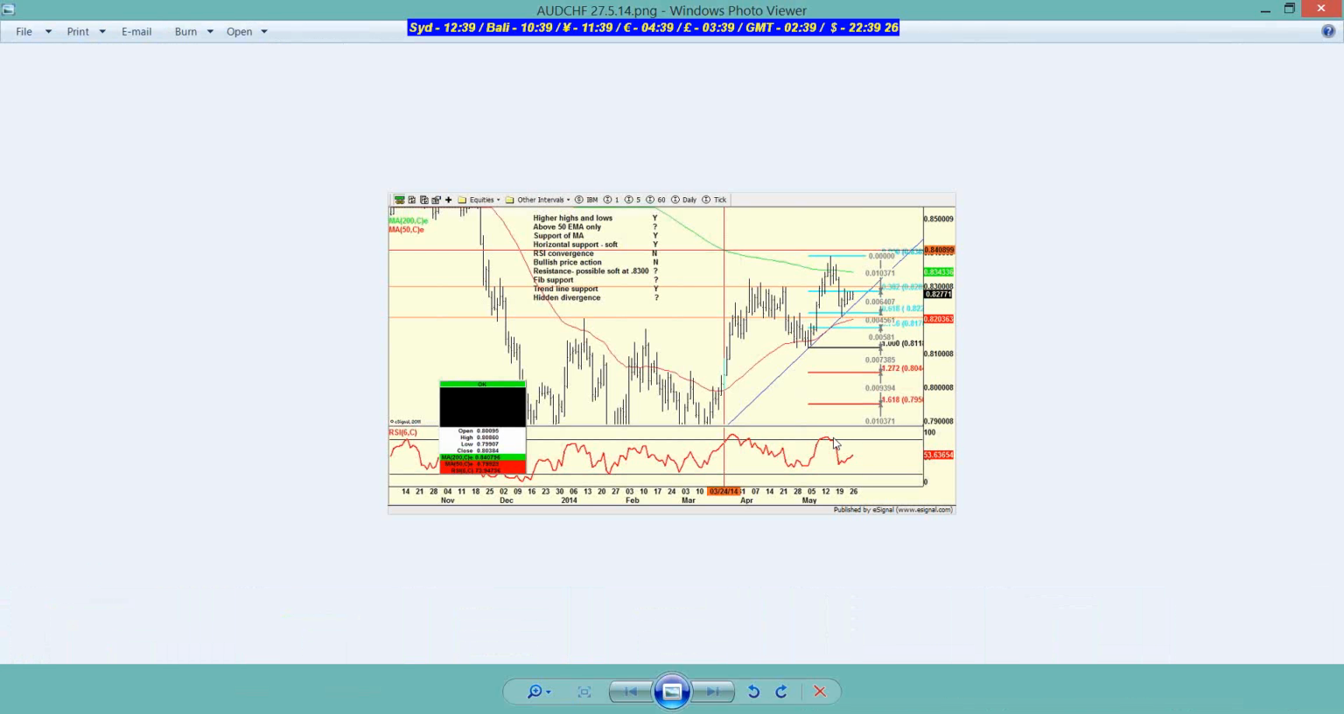Okay, Aussie Swiss. Again, covered this one quite a bit. The Fibonacci is good. You're above the moving average, yes. So no, you put a question mark because you're not above both of them. Good. Support, yes. Horizontal support. RSI convergence, yes, it is. It is convergent. Hidden divergence, borderline, but I'd say no.